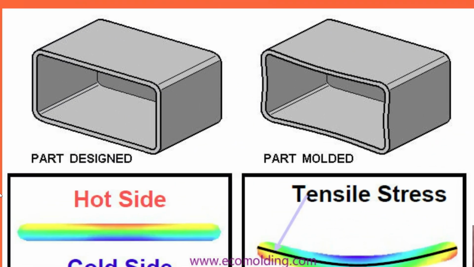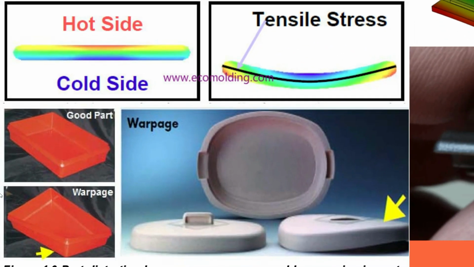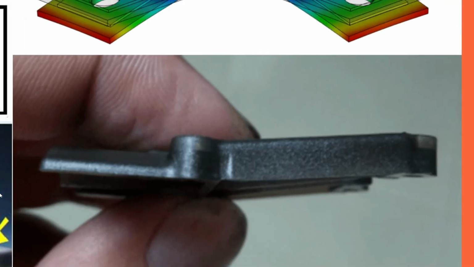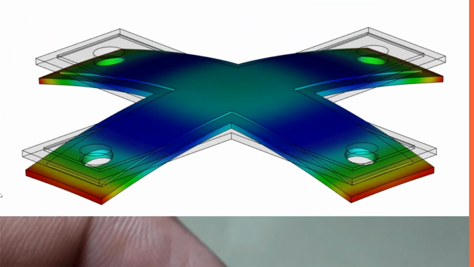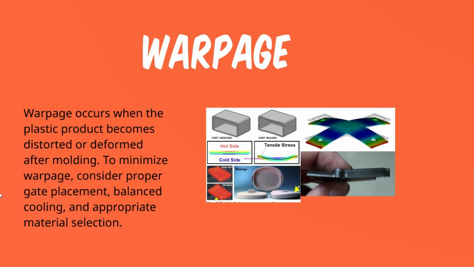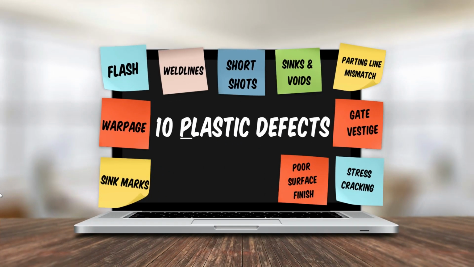2. Warpage. Warpage occurs when the plastic product becomes distorted or deformed after molding. To minimize warpage, consider proper gate placement, balanced cooling, and appropriate material selection.